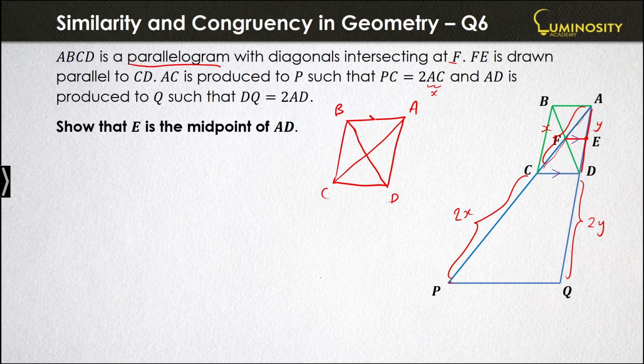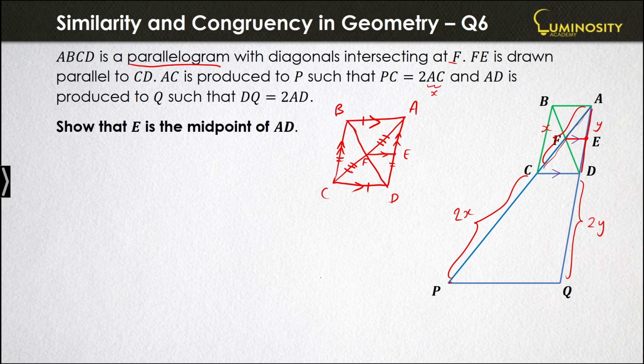Because this is a parallelogram, there's a lot of information we can put on. For example, these two sides BC and CD are parallel. We're also given that FE is parallel to CD. We also know that BC is parallel to AD. That's another property of parallelograms. But what other information about a parallelogram can we use? Well, we know the length AB is equal to CD and the length BC is equal to AD. But we also know that diagonals bisect each other. So therefore, I can say that this length here, AF, is equal to FC.